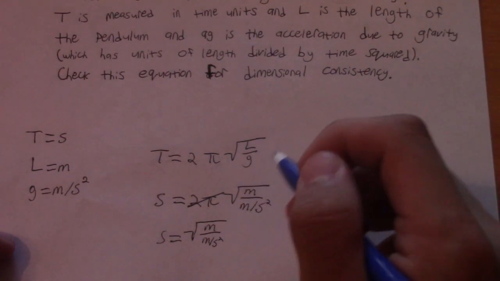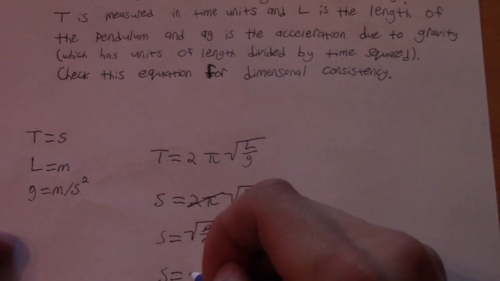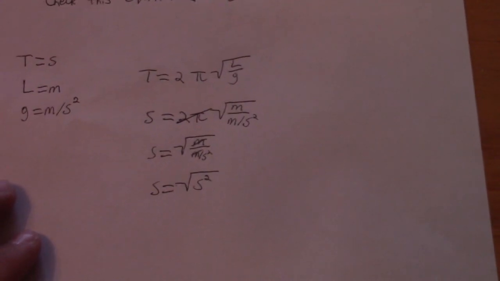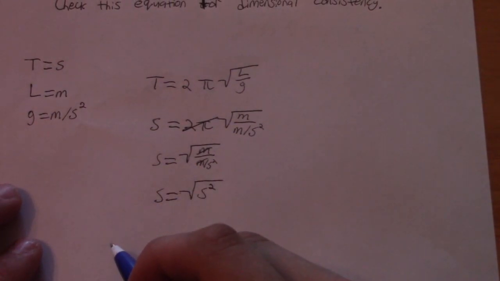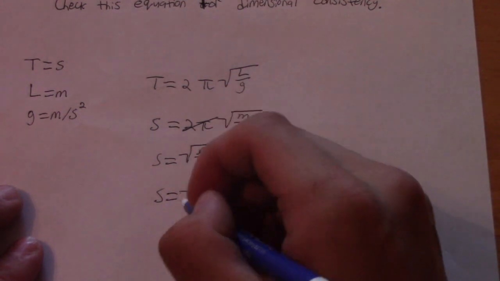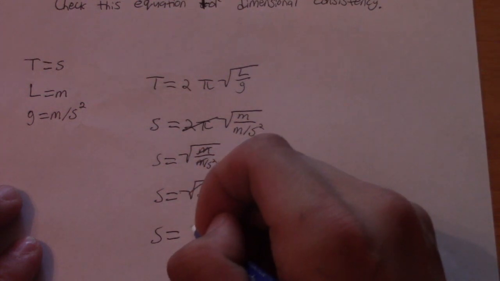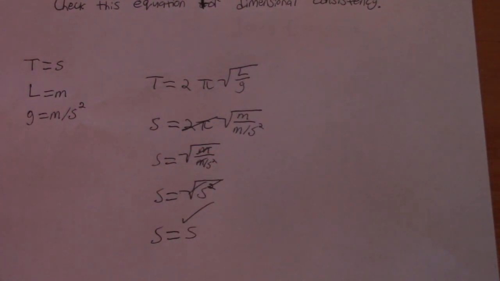And meters divided by meters is 1, so you cross that out. And you get seconds is equal to the square root of seconds squared. And any number squared under a square root is just the base number. So you cross these out and you get s equals s. And you have just proven the dimensional consistency of the equation of the period of a pendulum.